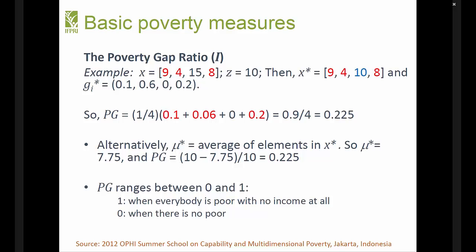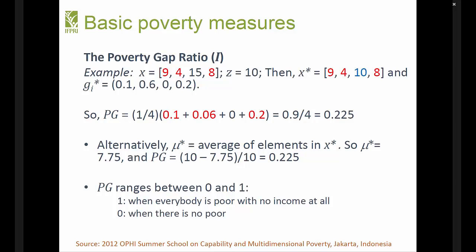Okay, so here's the example. As before, this is our vector distribution. The poverty line is 10. So what does it mean to censor? This non-poor person with 15, we would censor their income at 10, at the poverty line, so that they don't show a gap because they're non-poor. There's no shortfall. We don't care how much over the poverty line they are. It doesn't matter. We just care about whether they fall below. So that's what it means to censor, and that way we can calculate the mean.